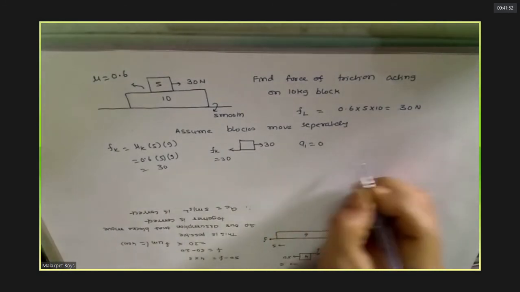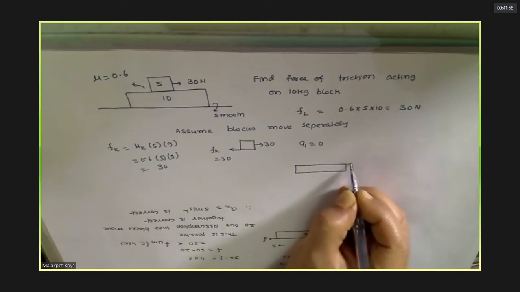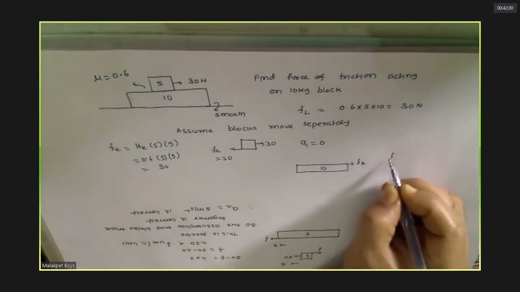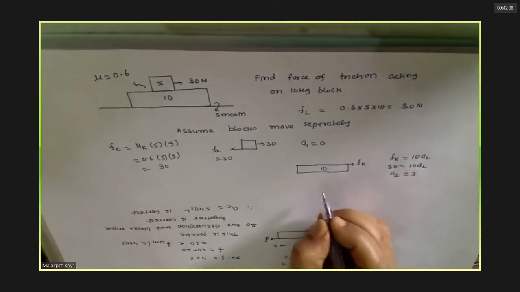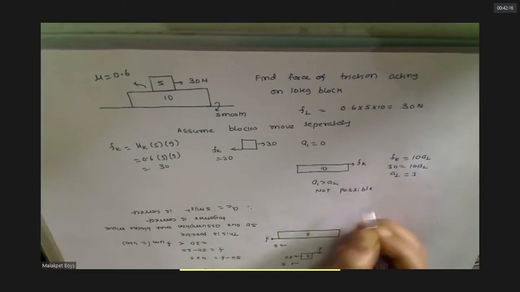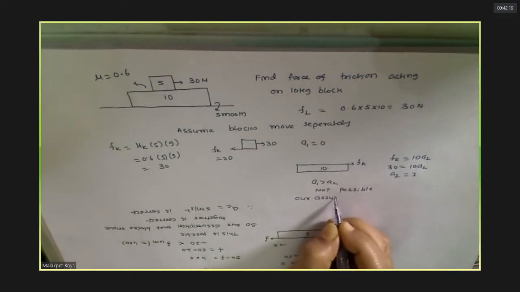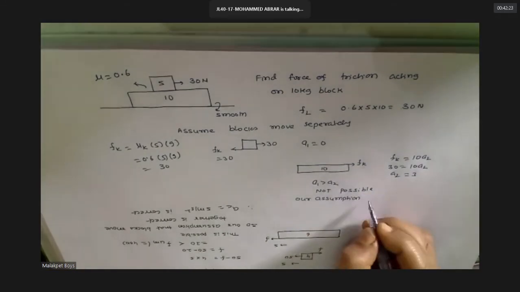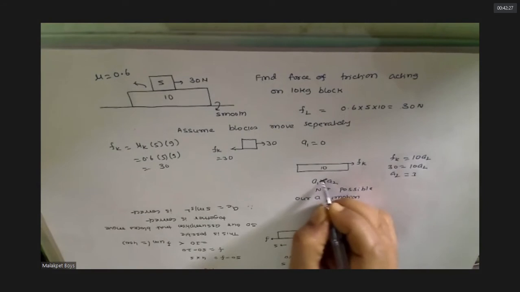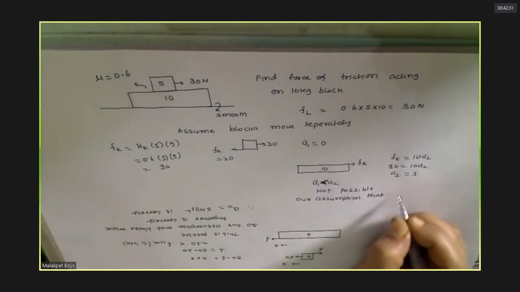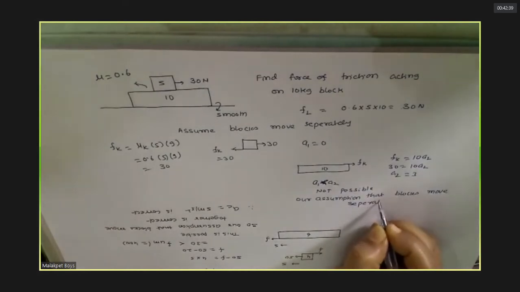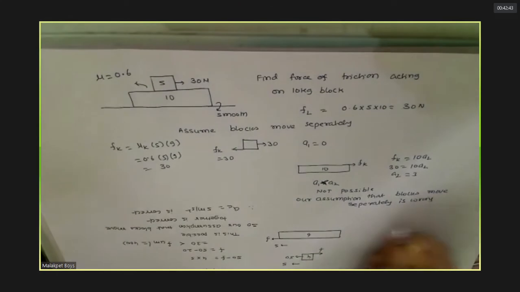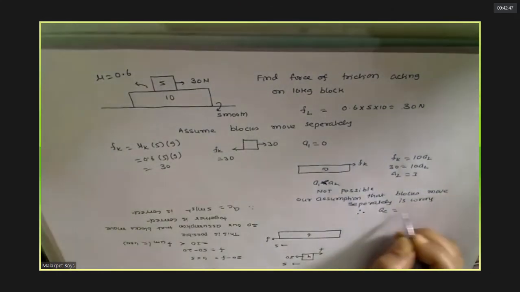Therefore A1 is 0. Now for the lower block, you can see this is Fk. This is 10 kg. Fk equals 10 A2. This is 30 equals 10 A2, A2 is 3. Now you can see A1 is less than A2, so our assumption that blocks move separately is wrong. Therefore, they move with a common acceleration.